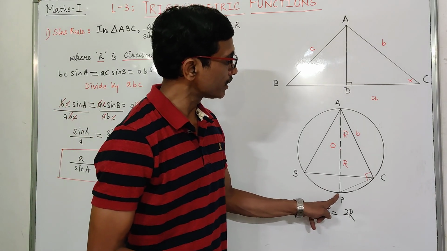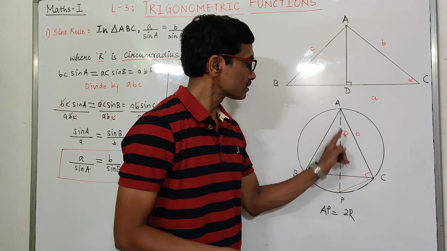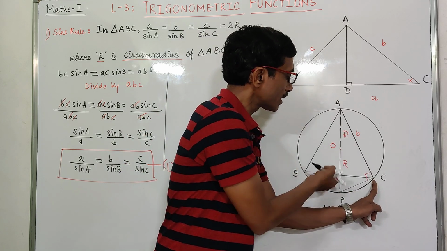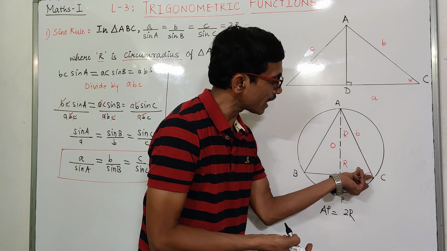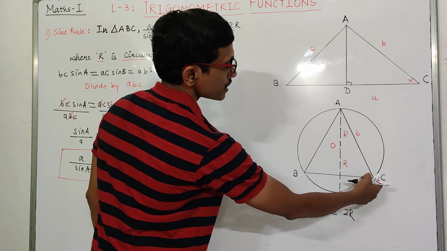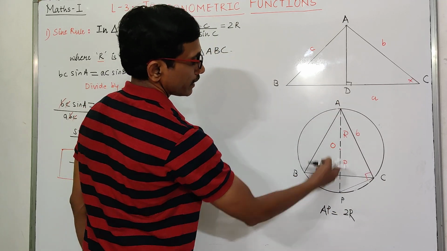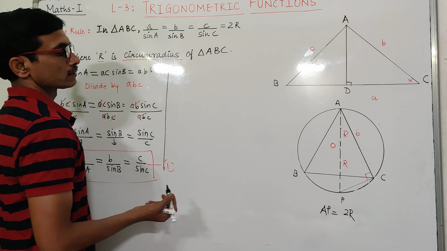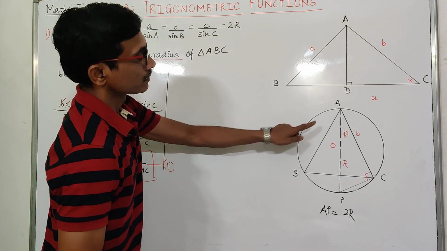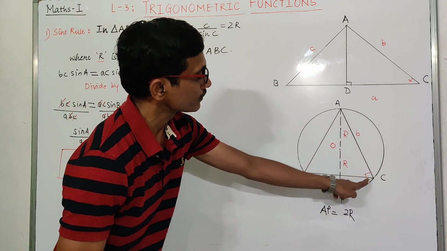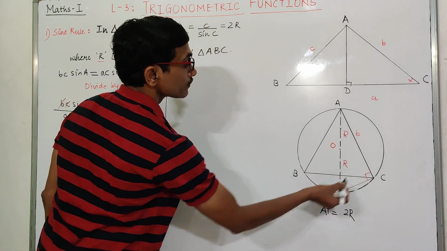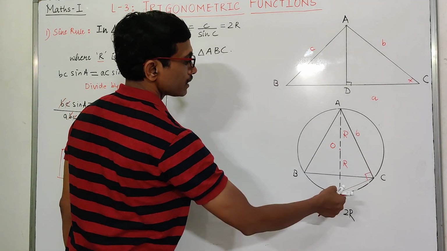Now as this is the diameter, this angle ACP, angle C, is subtended by the diameter, so therefore this angle C must be a right angle. So in this right angle triangle, angle C is a right angle and AP will become the hypotenuse. So angle APC is the acute angle in the right angle triangle ACP.